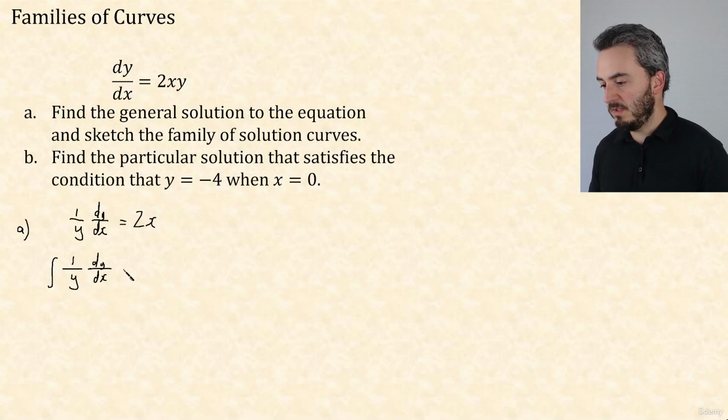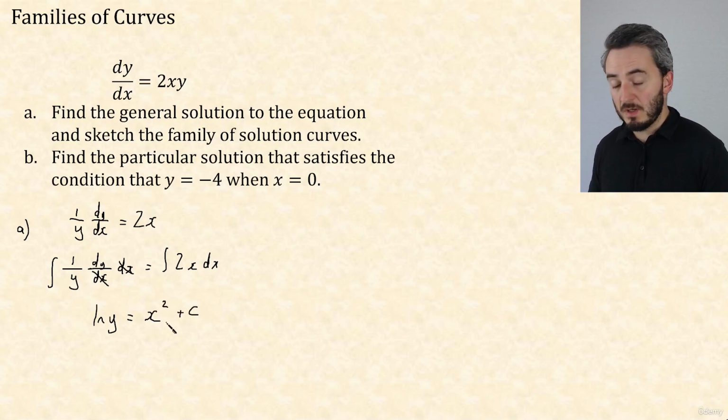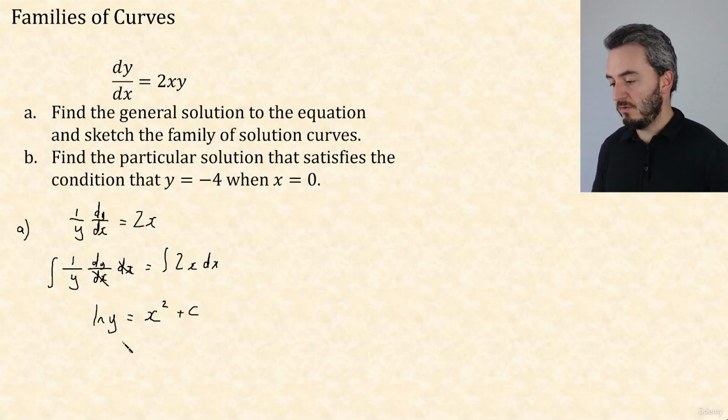Well, the dx's effectively cancel on that left-hand side. And we end up just integrating with respect to y. The integral of 1 over y with respect to y is ln y. The integral of 2x is x squared plus c. So we could stop there. It didn't say how to leave the answer. That's a totally valid way of doing it.